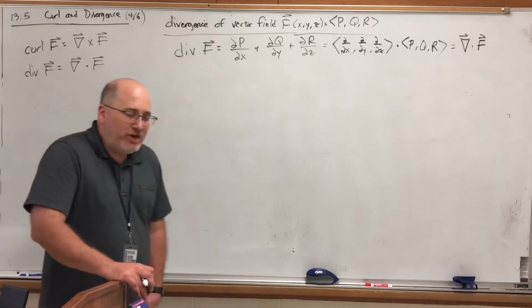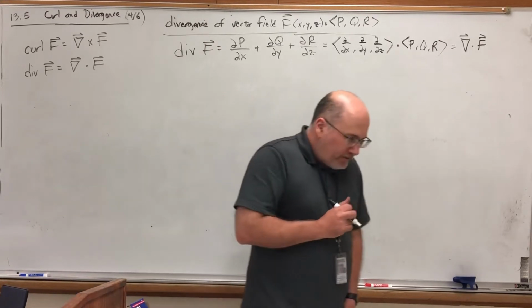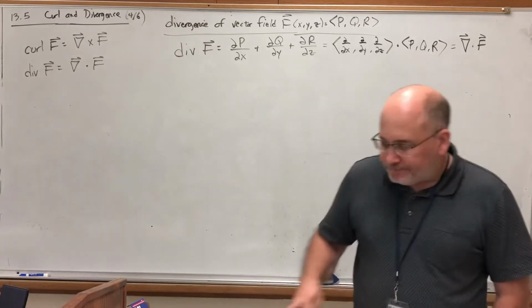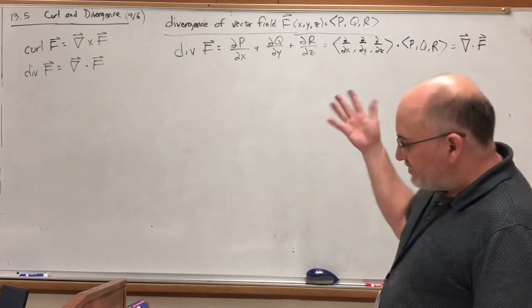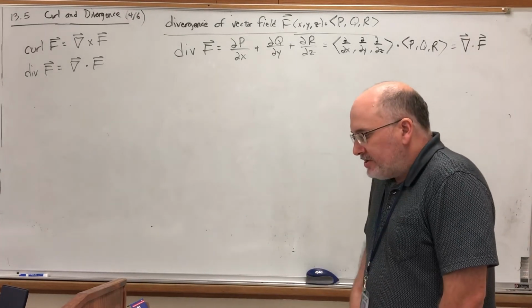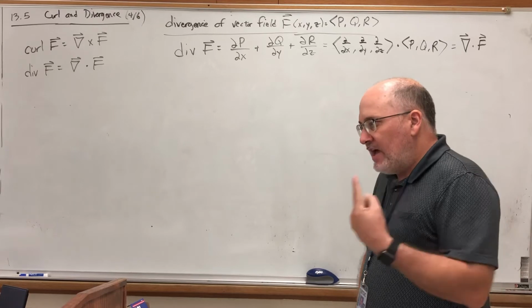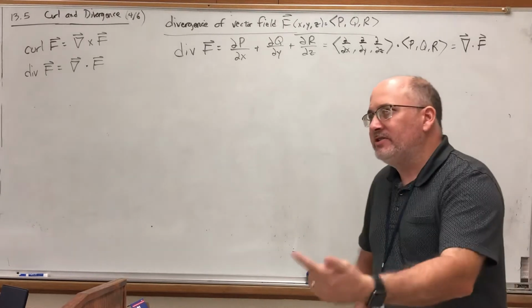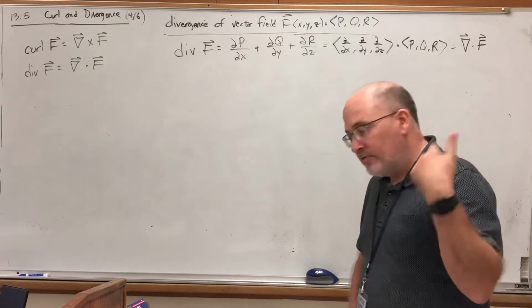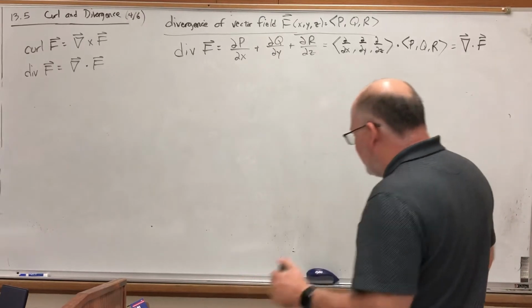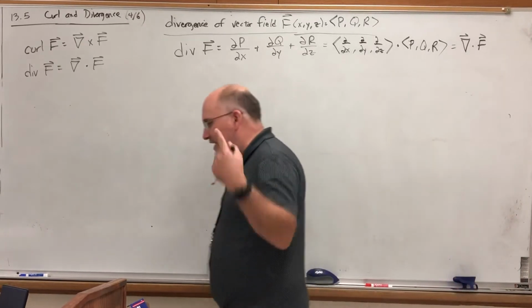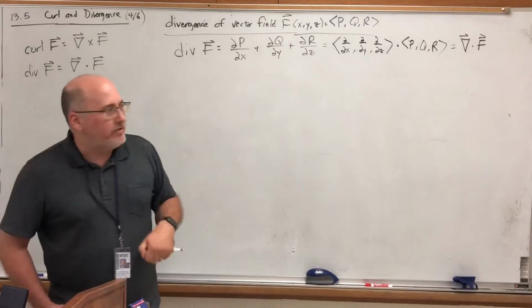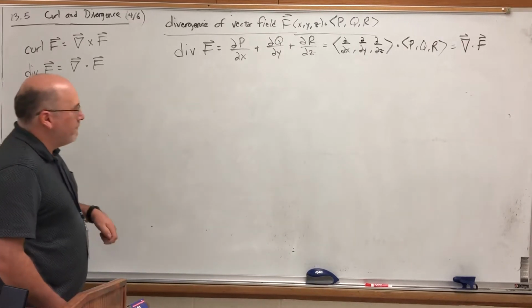But what does it measure? The curl vector, curl of F, this is a vector, gives you an axis of rotation and, well, actually gives you the tendency to rotate around an axis of rotation. The axis of rotation is intimately related to that angular velocity, as we saw in the first video. But what does divergence measure?